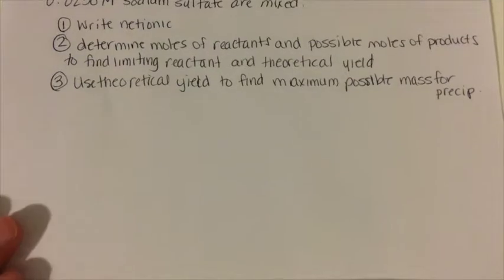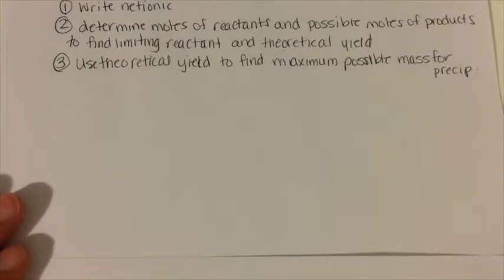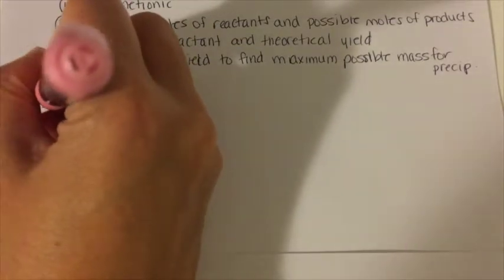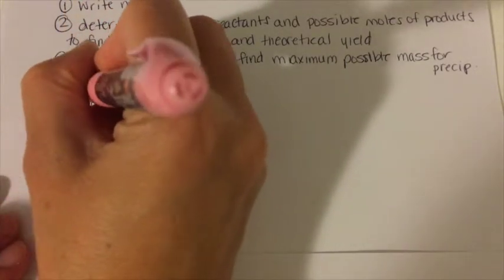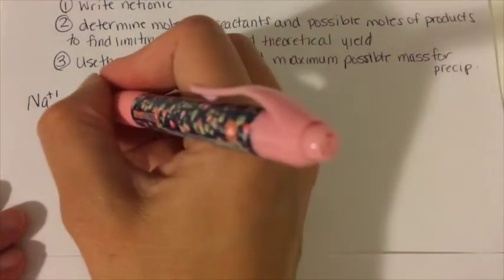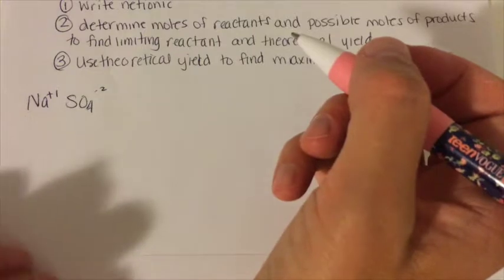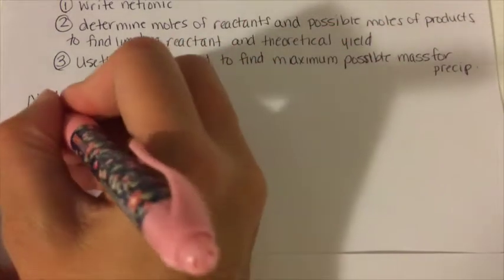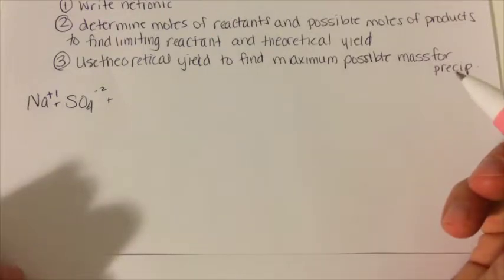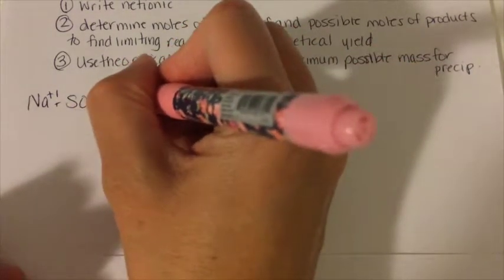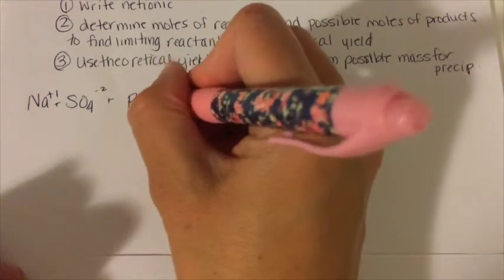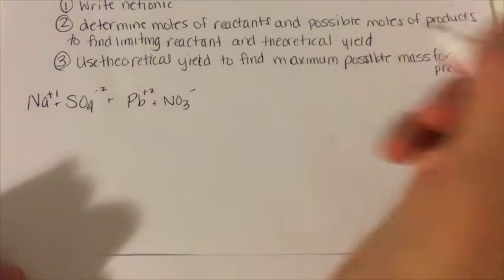So if we want to do step 1, our net ionic equation, I'm looking at this, and sodium sulfate is going to be Na is +1 and SO4 is -2. We're actually going to keep this in ion form. We're not even going to go to the complete equation because it didn't ask for it. That's just going to give us some extra steps. Sodium sulfate, and the other one was lead 2 nitrate. Remember that 2 in parentheses means that lead has a +2 charge and nitrate is a -1.